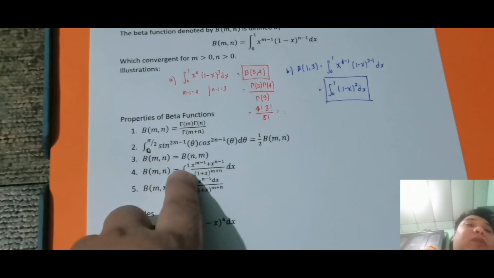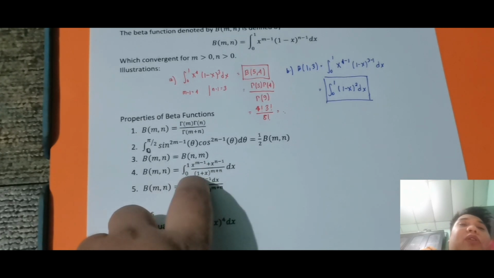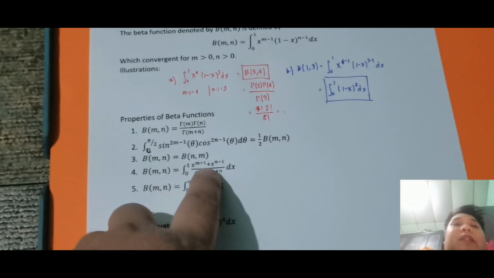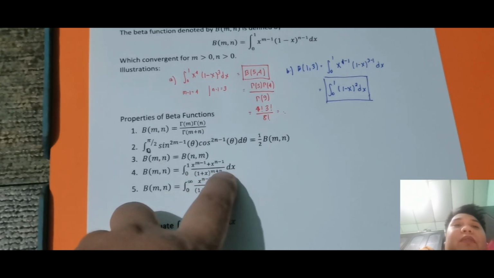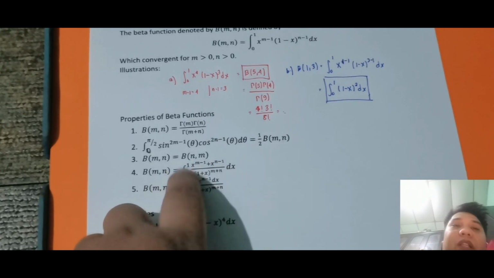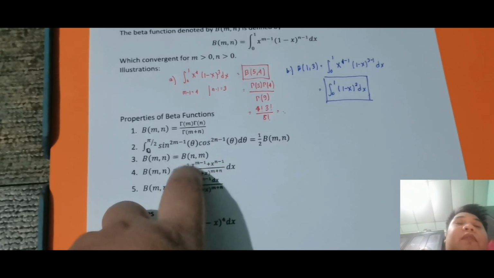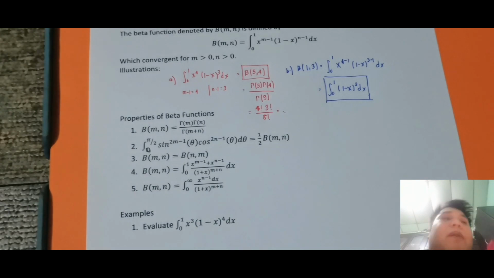So, kunyari, nag-u sub ka, tapos nag-come up ka sa ganitong form: x raised to m minus 1 plus x raised to n minus 1 over 1 plus x raised to m plus n. Beta pa rin yan. So, ikaw na rin umintindi at madali naman siya intindi. So, may mga instances talaga pupunta ka dyan. Okay, so hindi ako nakahanap ng example katulad niyan kasi hirap maghanap eh.